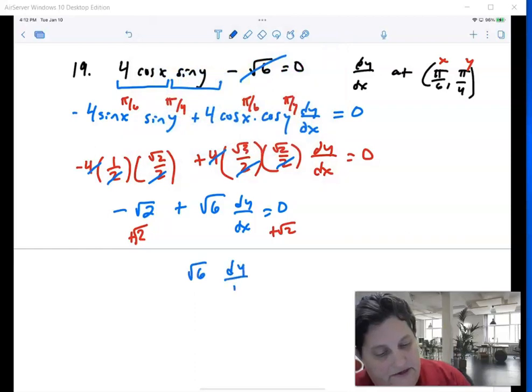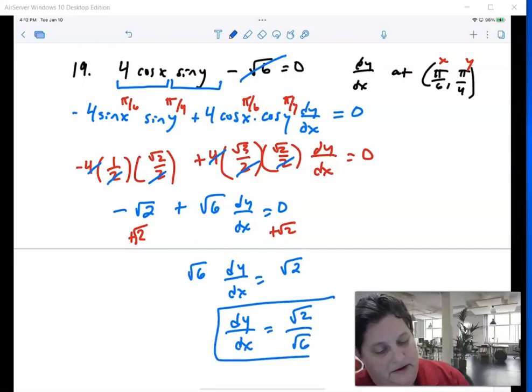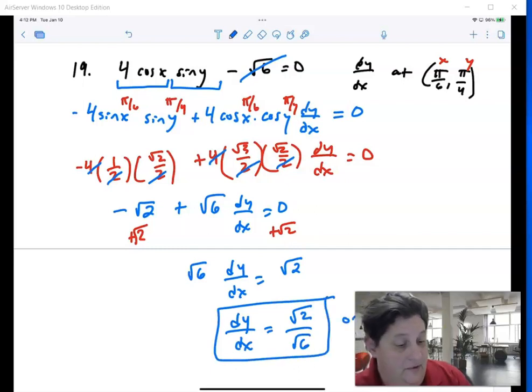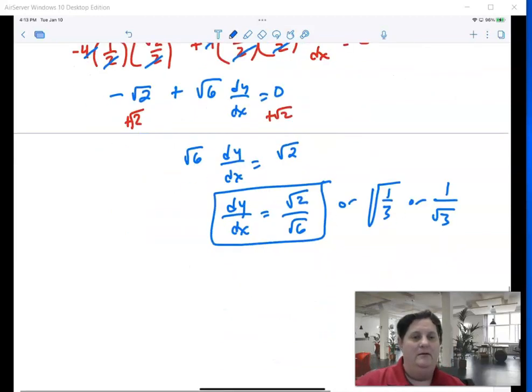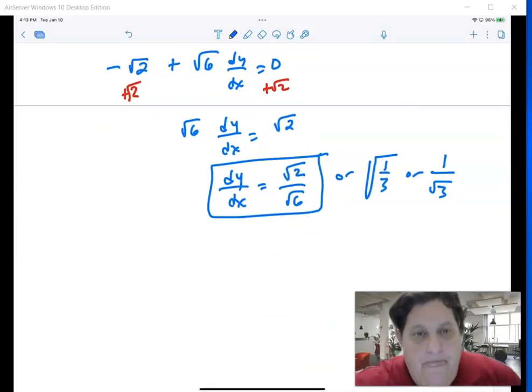Square root 6 dy/dx equals square root 2. When I divide over, dy/dx is root 2 over root 6. I'm happy with that answer. You can divide both by 2 and go square root of a third. You could go, the square root of 1 is 1, over square root of 3. There are plenty of ways you can write it. Any of those would be perfectly fine.